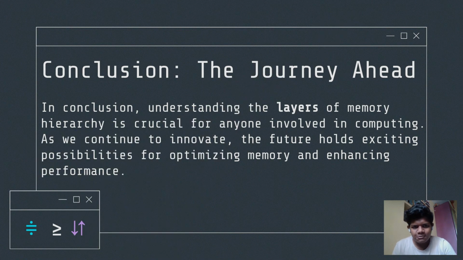Then coming to the last part of the video, conclusion. In conclusion, understanding the layers of memory hierarchy is crucial for anyone involved in computing. As we continue to innovate, the future holds exciting possibilities for optimizing memory and enhancing performance.